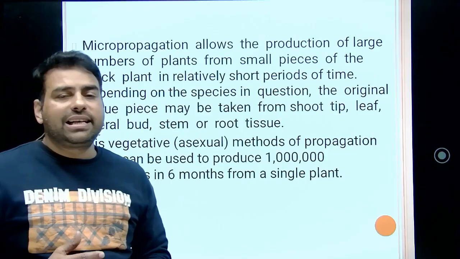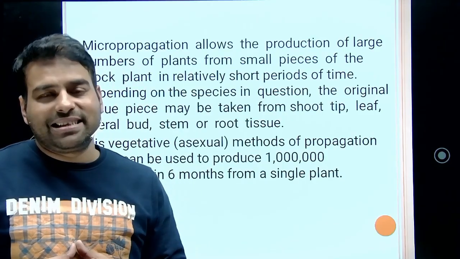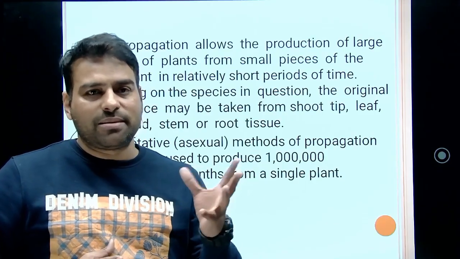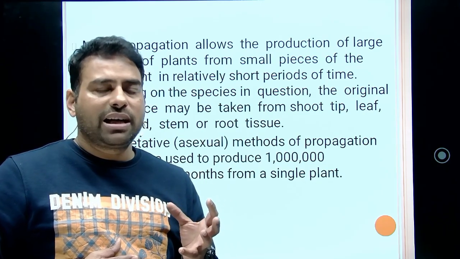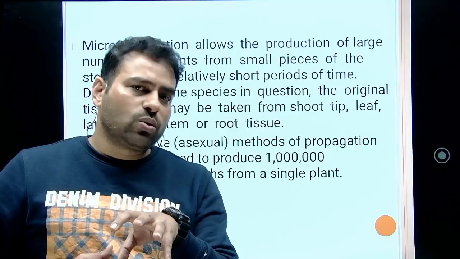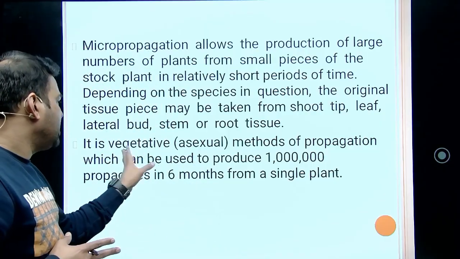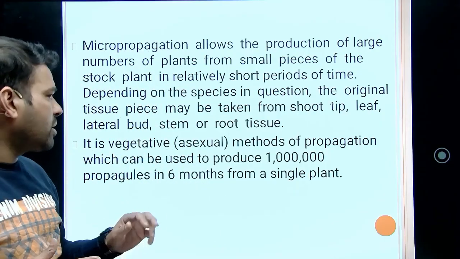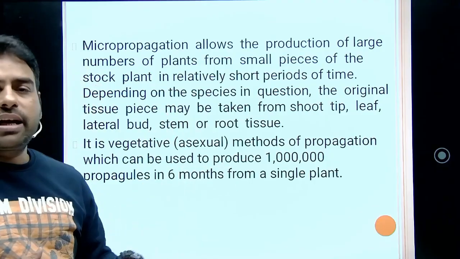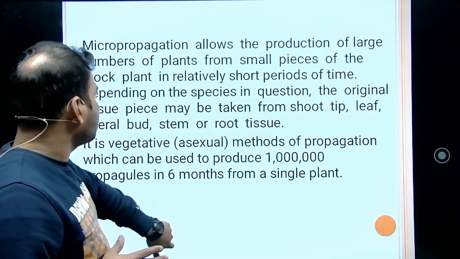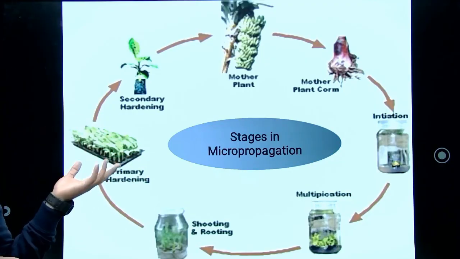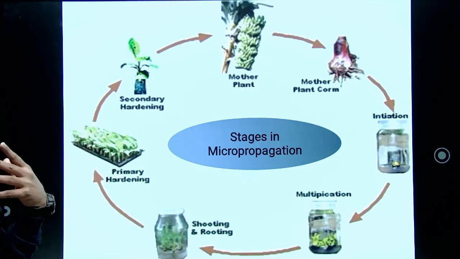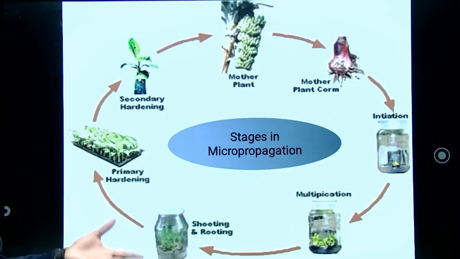So it is vegetative reproduction. Basically, it is asexual reproduction, since we are using some somatic part and producing clones of the plant. So it comes under vegetative or asexual reproduction, where we can produce millions of plants. This is the basic procedure, and some other diagrams can also be found on the website or internet.